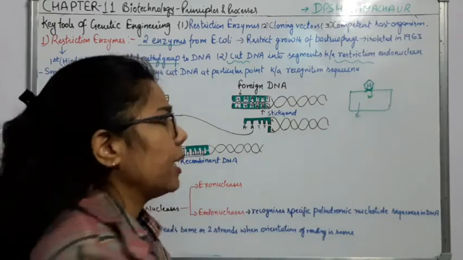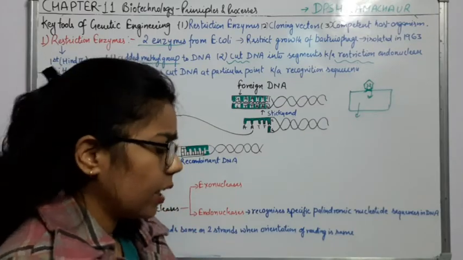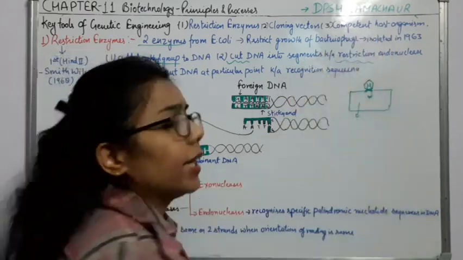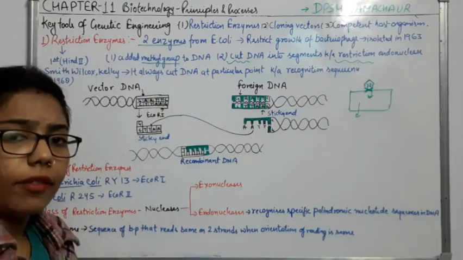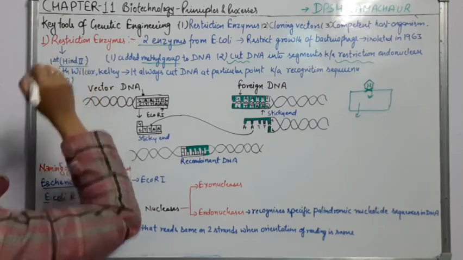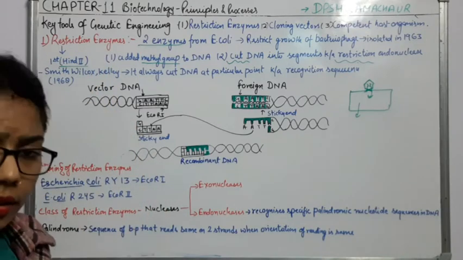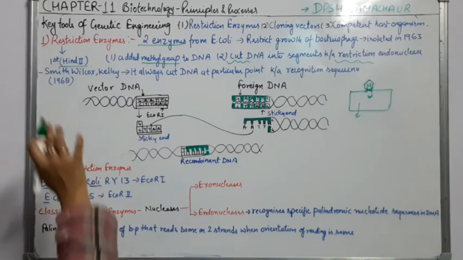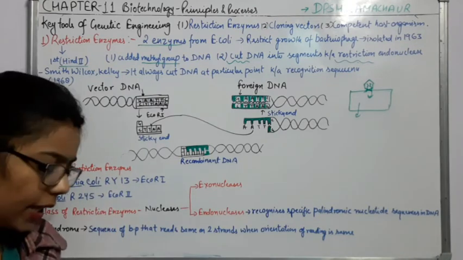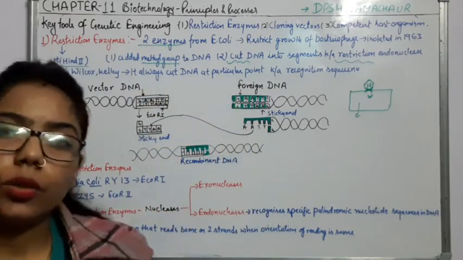So what they have done is isolate this enzyme from E. coli. The first restriction endonuclease they isolated was Hind2. Make sure you memorize that Hind2 is the first restriction endonuclease enzyme isolated. The scientists were Wilcox and Kelly in 1968, and that is how they first made the Hind2 restriction endonuclease enzyme.